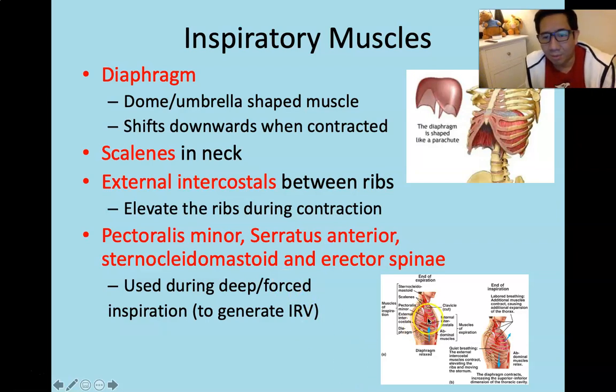Intercostals are between your ribs. These also help expand your ribs. Pec minor, serratus anterior, SCM, and erector spinae, all of those help with your breathing. All of those do help with your breathing.